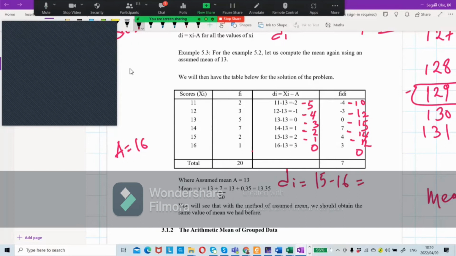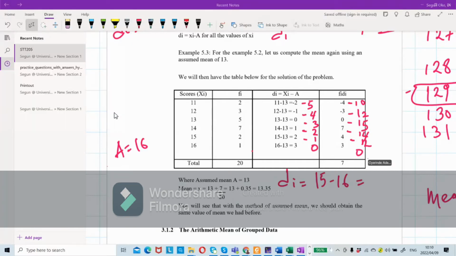That should be 63? No. Minus 53. Minus 53, right? Yes. Okay. Now we have minus 53.